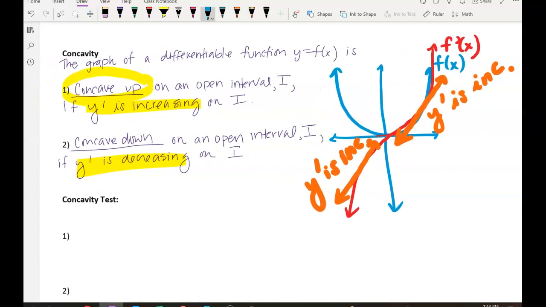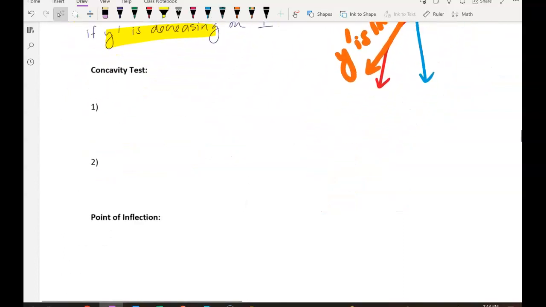So don't be confused by this language where it says y prime is increasing. It's not saying that y prime is positive. That means the derivative of the first derivative, okay? That's what it's saying. Concavity test. Are you ready?